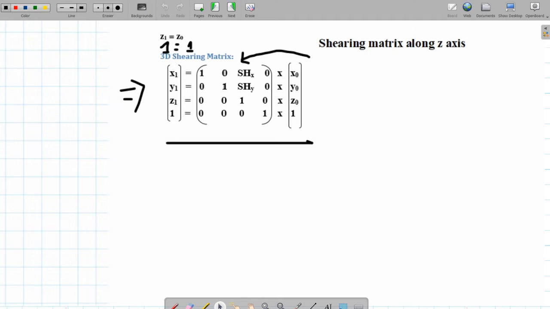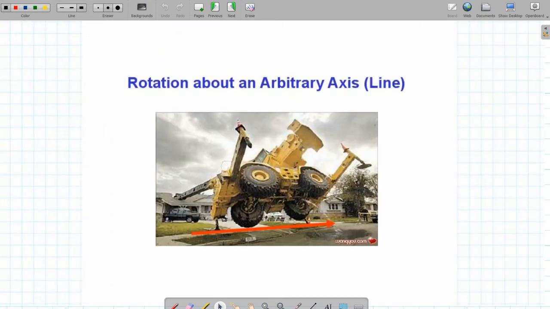Now, this was shearing. Let's look now at rotation about an arbitrary axis in 3D. So in 2D, if you can recall, rotation used to take place with respect to the origin or by some arbitrary point.